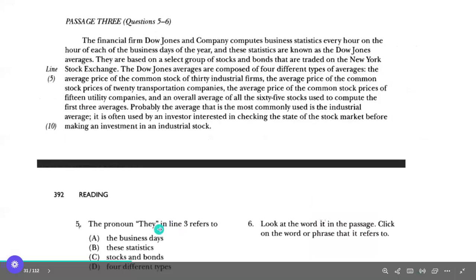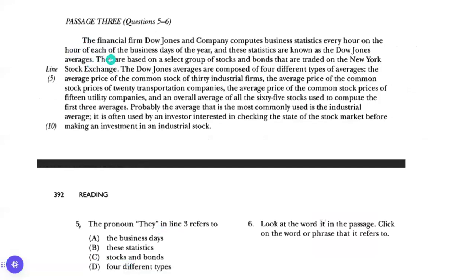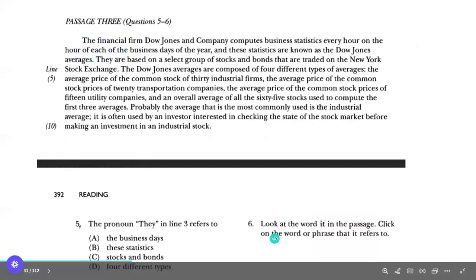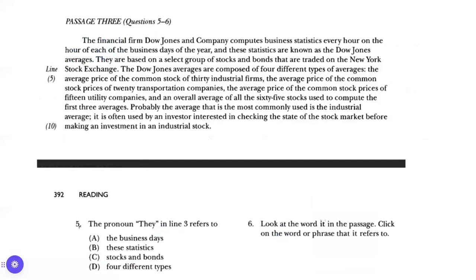Okay, so it says the pronoun they in line 3, I go to line 3 and I have here they, refers to, remember, go back to the previous sentence or previous line to find out. Number 6, look at the word it in the passage. Click on the word or phrase that it refers to. Now I'm going to scan through the text to find the word it, and I see that is here. It is often used, so go back before to find what it refers to.